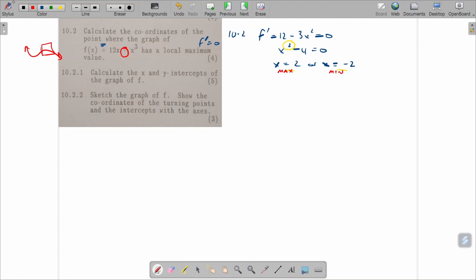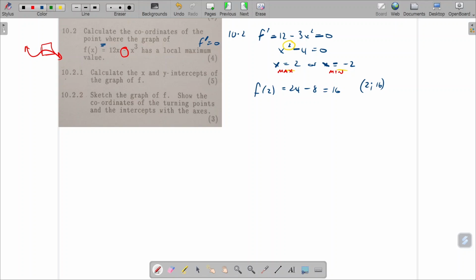So they ask us to find the coordinates. Having found the x value, how do we find a coordinate? How do we find a y value? We sub it in. So f of 2 equals 24 minus 8 equals 16. So the coordinates here will be 2 and 16. Again, a thinking question. The doing was not all that difficult, but there needed to be some thinking that went with our doing here.